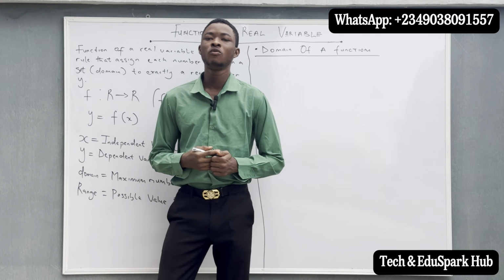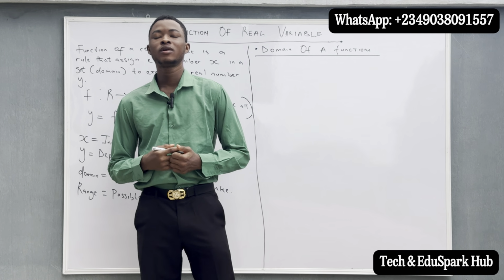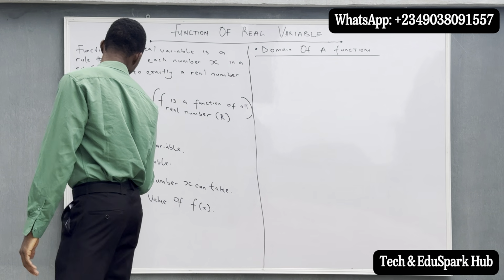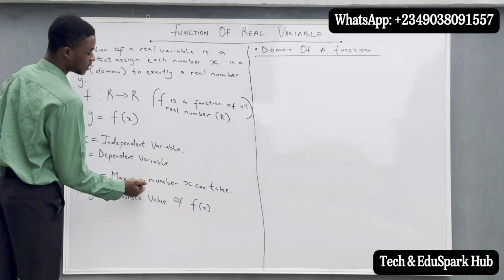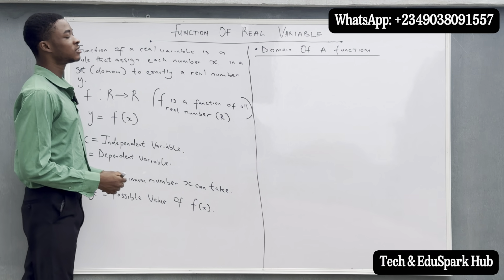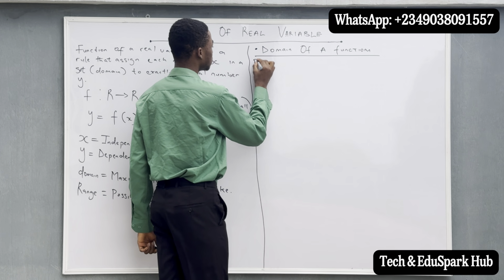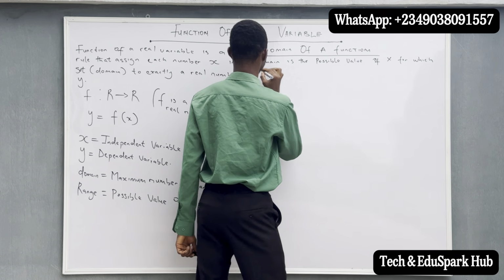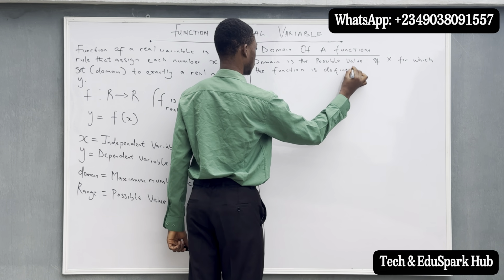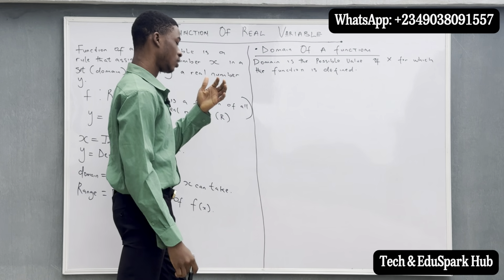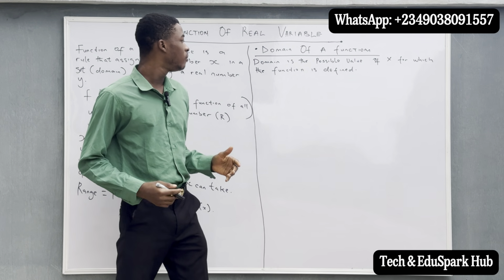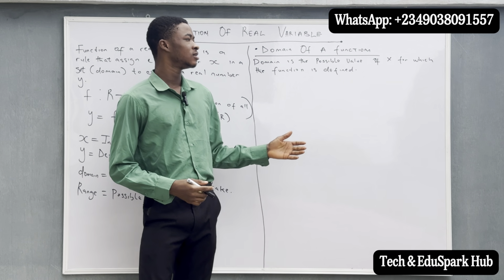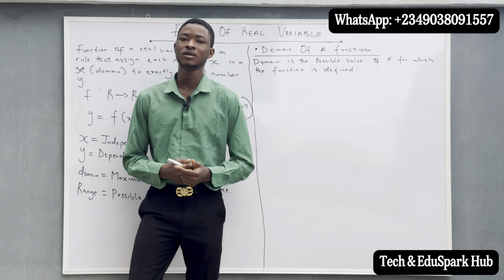And moving to the domain of a function, what do we understand by the domain of a function? From here, I said the domain is what? The maximum value or the maximum number x can take. So let me just write that down. So the domain, so again, the domain is the possible value of x for which the function is defined. So what do we understand by defined and undefined?